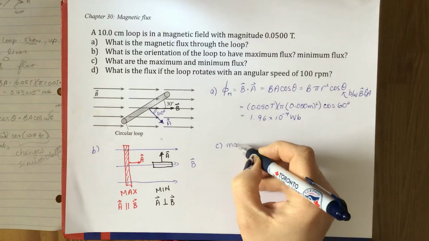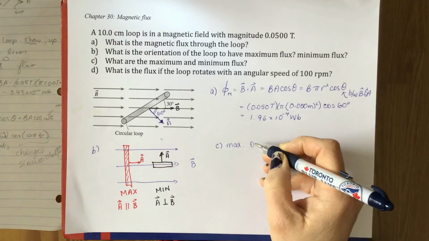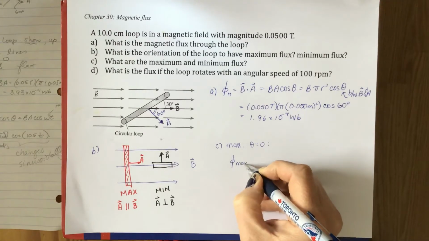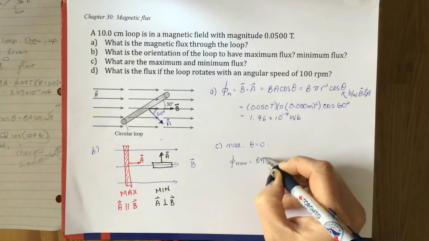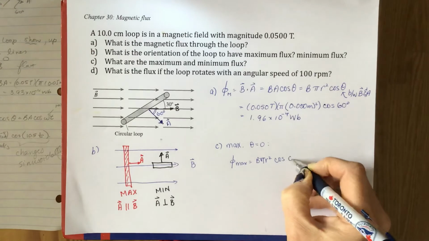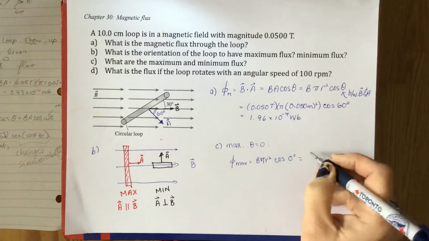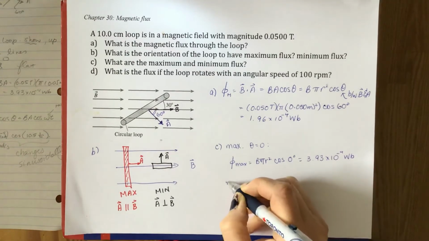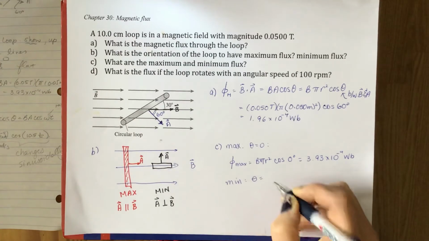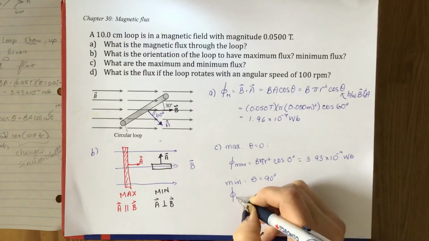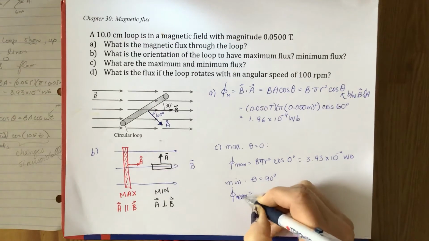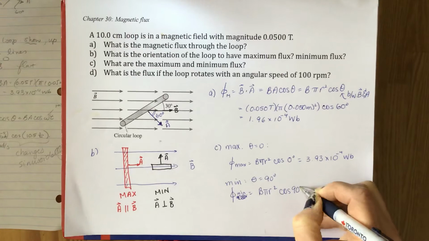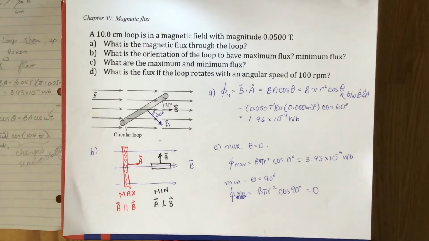Well, for maximum flux, theta is equal to 0 because they're parallel. So magnetic flux maximum equals B times pi r squared times cosine of 0 degrees. If we do that in the calculator, we get 3.93 times 10 to the minus 4 Webers. For minimum flux, our angle is 90 degrees because they're perpendicular. And our flux, oops, I wrote max, I meant min. Our minimum flux is B times pi r squared times cosine 90. Cosine of 90 is 0, so this equals 0.